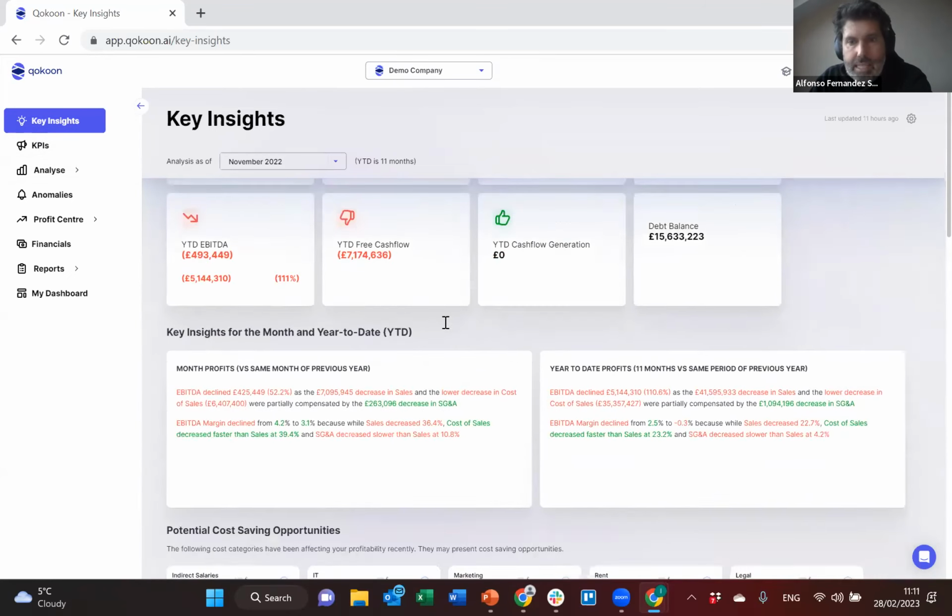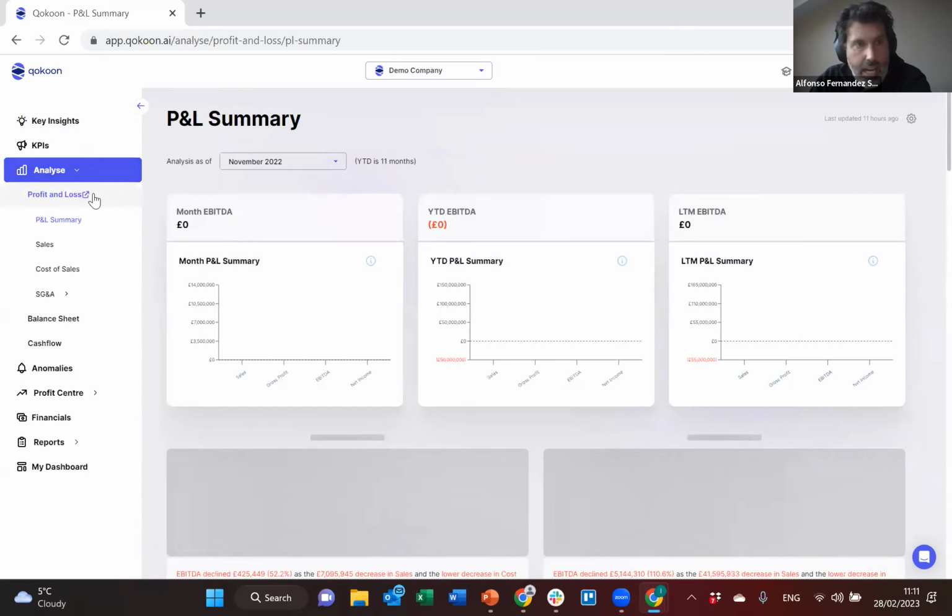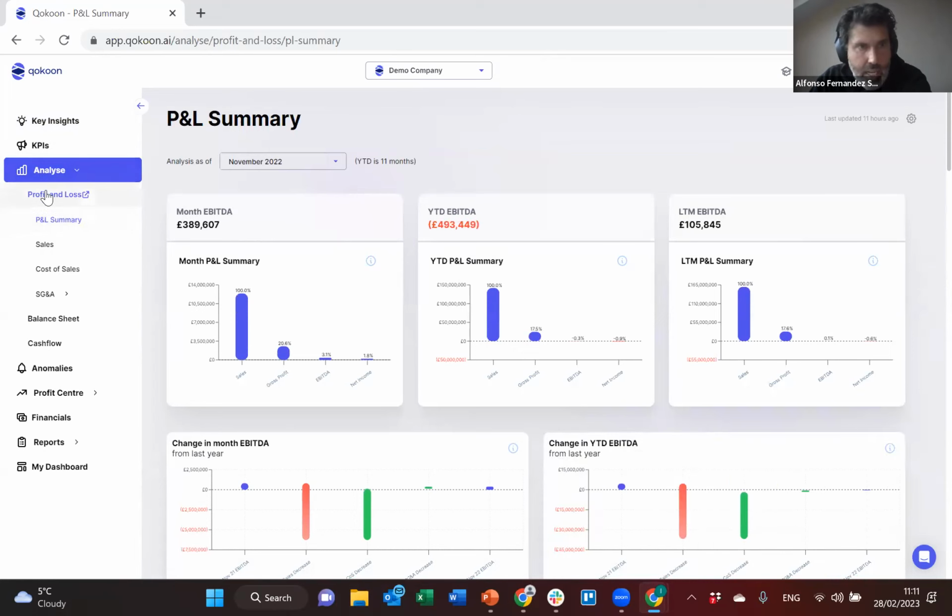If you wanted to analyze, like I said, SG&A, sales or cost of sales, you would come to the Analyze section. And as you can see, we can analyze P&L, balance sheet, and cash flow. We always start with a big picture. And we give you 3 periods. We give you month, year to date, and LTM.